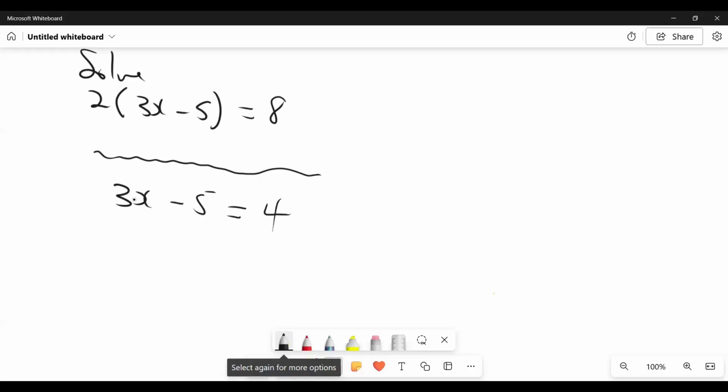And then, well, you take the 5 over, you subtract 5 from both sides, you get 3x equal to, sorry, not subtract 5, add 5 to both sides, right? And that'll become 9, and then you divide both sides by 3, and you get 3, right? So whether you do it the other way, or this way, it's not a problem.